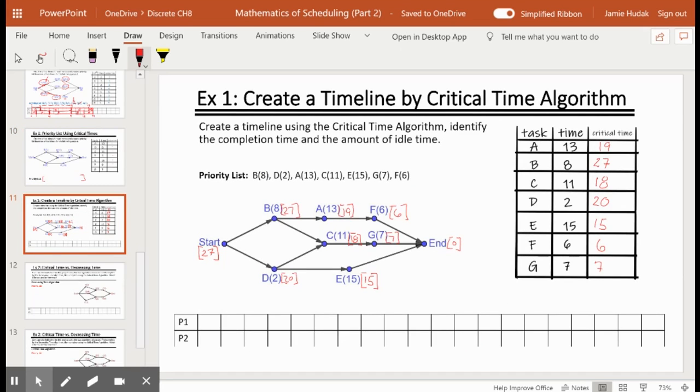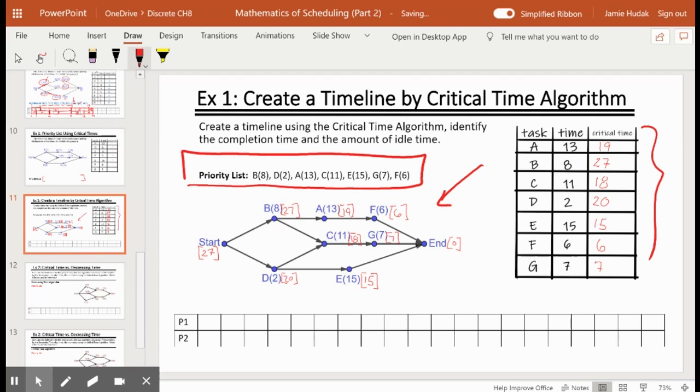So here we are. This is the list of critical times in the table and on the chart. And based on those critical times, the priority list is written out here. And now we're ready to go to the next step. So you can pause at this point and see if you can finish the timeline below on your own.